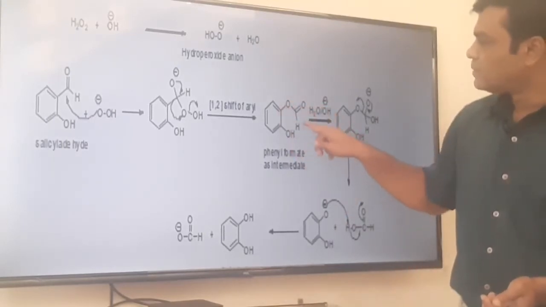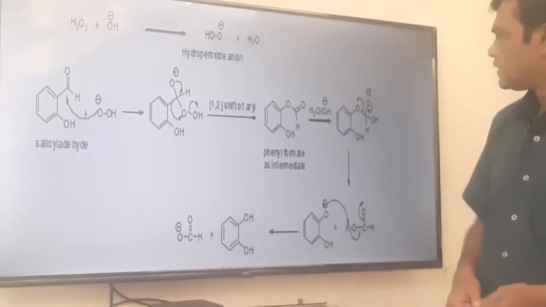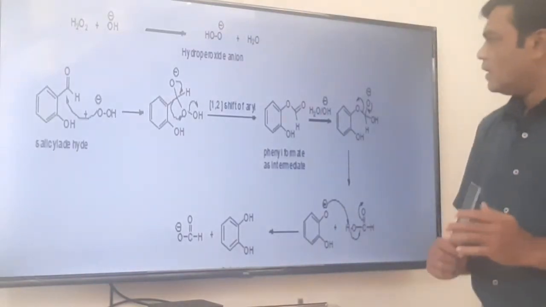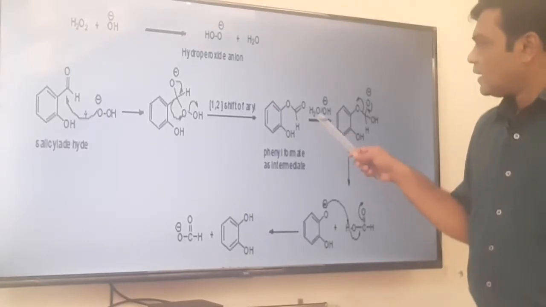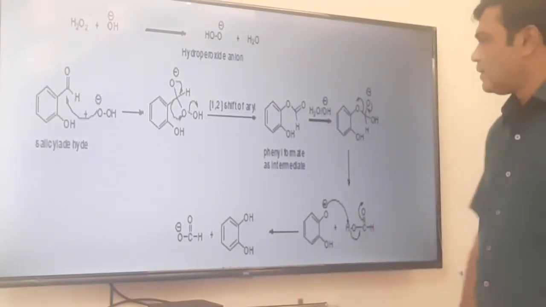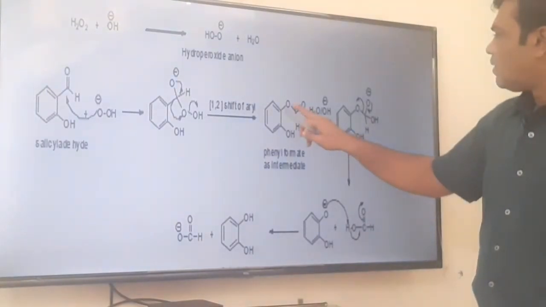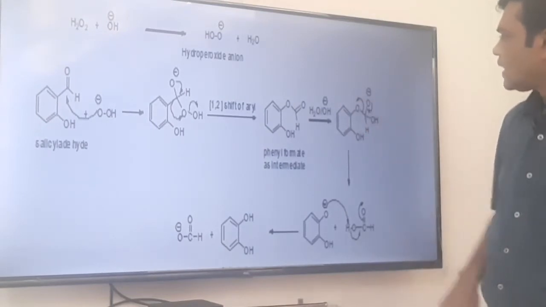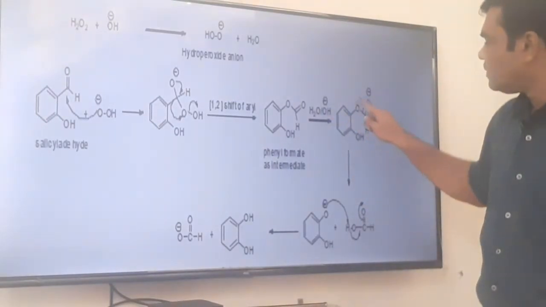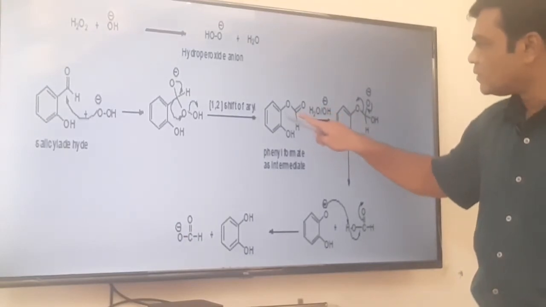It is an ester group, but hydrogen is there, so you can say it is a phenyl formate as an intermediate. Okay, in the next step, again in the alkaline media, see what happens here. This bond cleavage takes place, here it is clearly shown. Before that, see, this hydroxide ion, that is the nucleophile, it attacks on the carbonyl group.